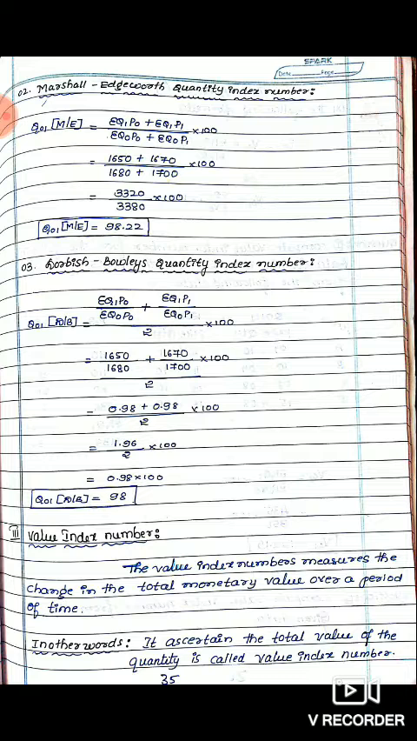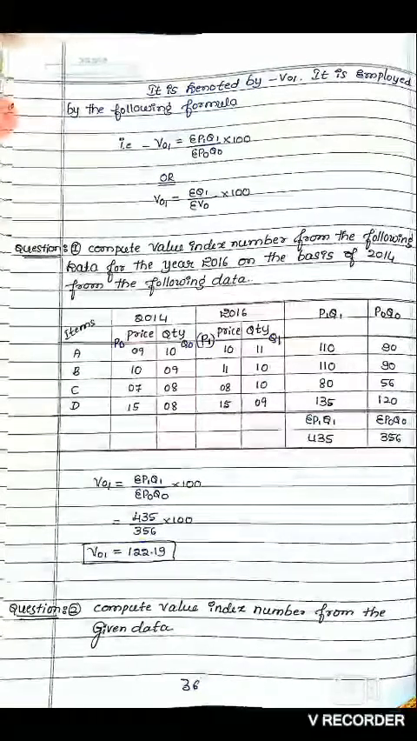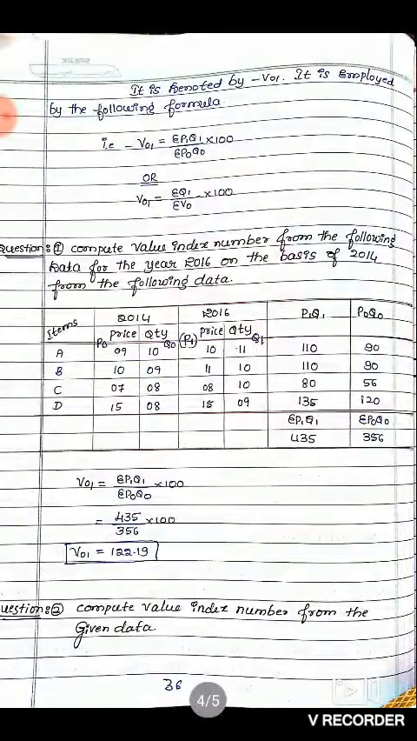Right? It is to be considered both, that is price and quantity. We have to calculate the total monetary value of the transactions during the period. It is called value index number. We consider both price as well as quantity. So it is called the value index number. Here it is denoted by V01, and also it is computed by the following formula.